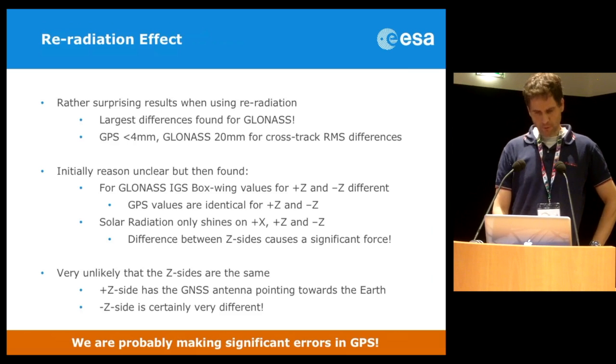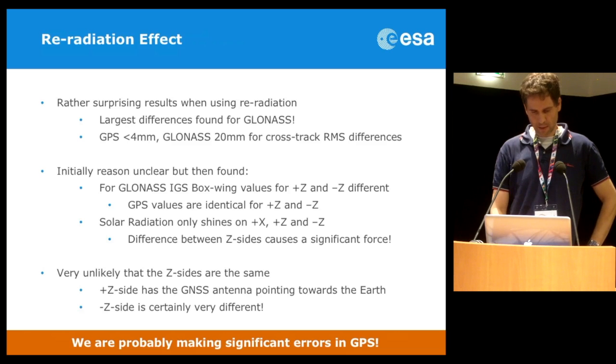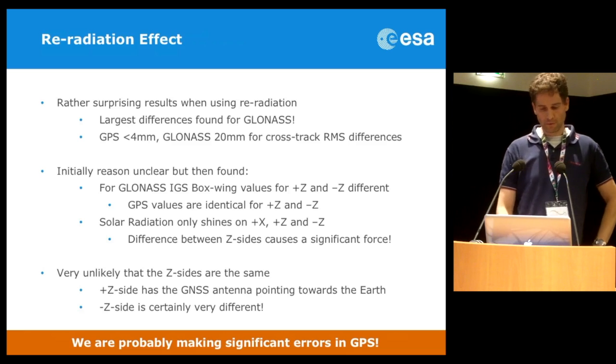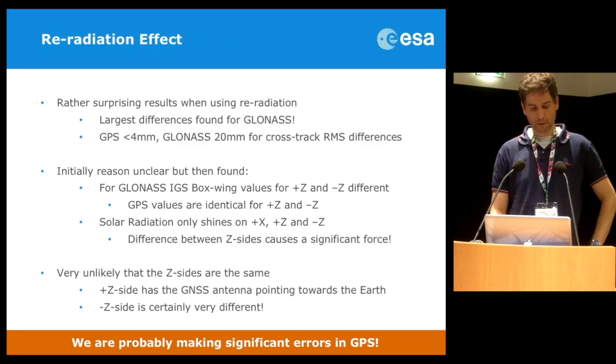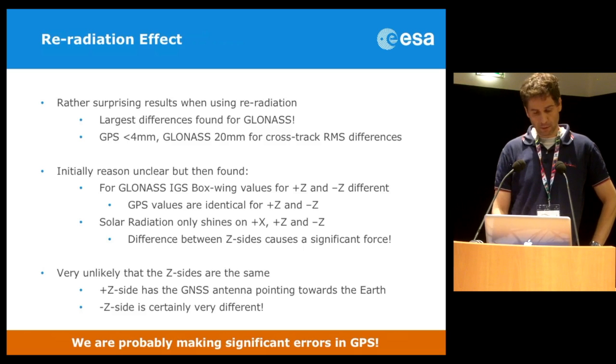But then we found that for the GLONASS satellites, for the box-wing model, the values we use are different for the plus and the minus Z side, whereas for GPS the values we use are completely identical, which is something that is very unlikely given the fact that you have the antenna on the plus Z side, and you don't have that on the minus Z side. So there must be a difference. And that indicates that we're still doing something wrong here for GPS.